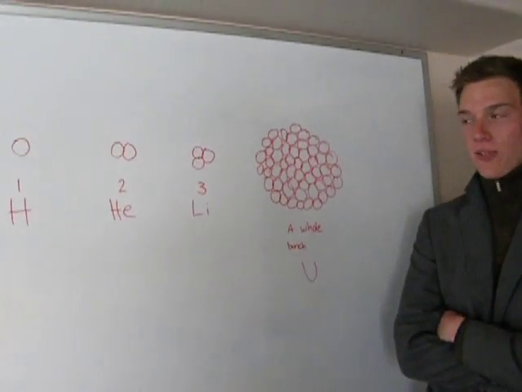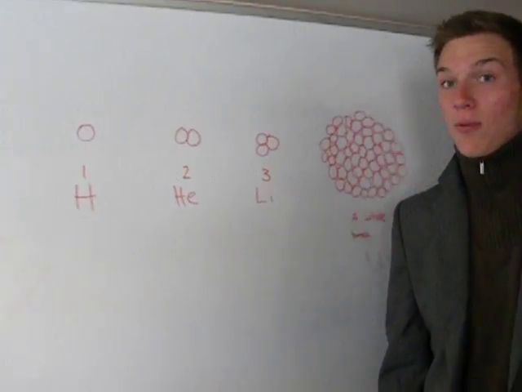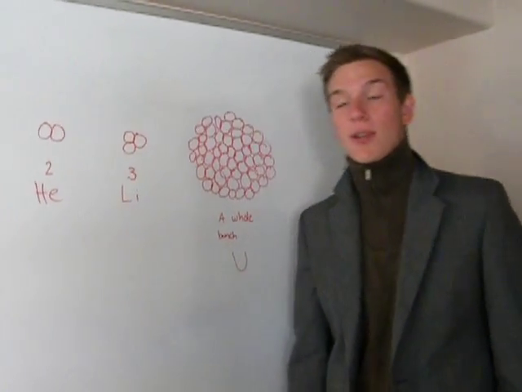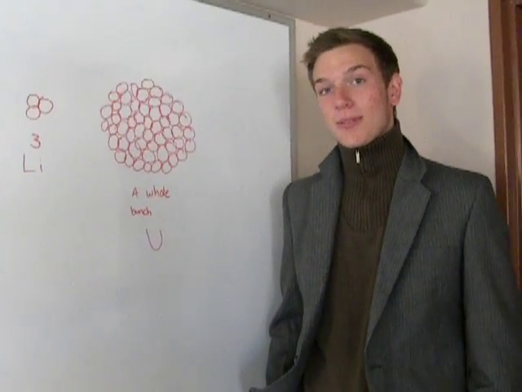For instance, hydrogen with one proton in the nucleus has an atomic number of 1. Helium, 2, lithium, 3, and uranium, quite a few.